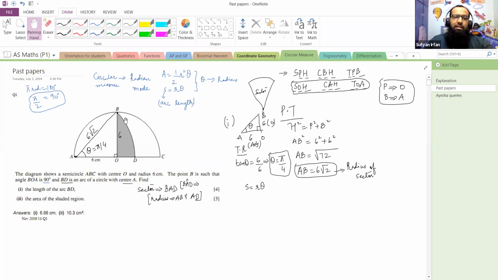Now, as far as arc length is concerned, do we have the radius? Yes, we have. Do we have the center angle? Yes, we have. Now, when we have both the things, we can simply find the value of arc length. So, arc length is r theta, radius is 6 root 2, the theta is pi by 4.